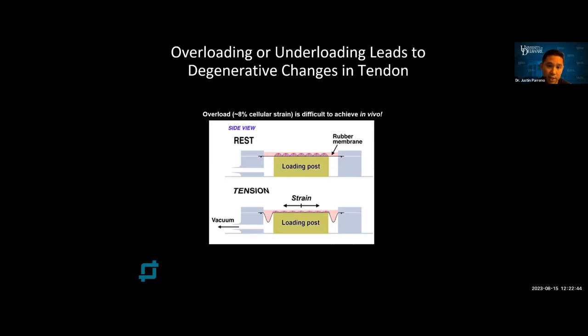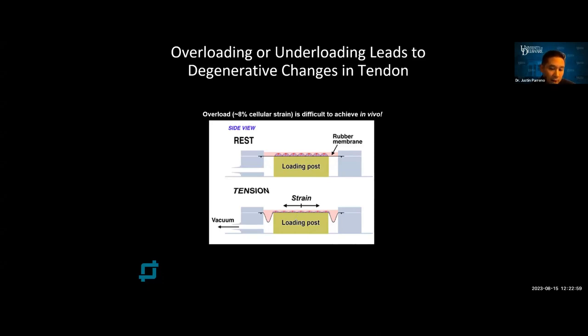So this is interesting because, what I've shown you here is that with the in vitro cellular loading, which caused overloading of the cells, this resulted in an increase in matrix metalloproteinase production, but underloading tissue resulted in an increase in matrix metalloproteinase production as well. So let's return back to this in vitro study where cells are cultured on rubber membranes and stretched. In this study, they applied cellular strains of 8%. So they applied 8% stretch onto cells.